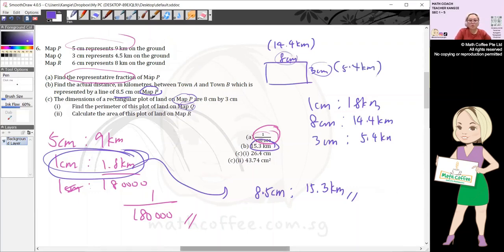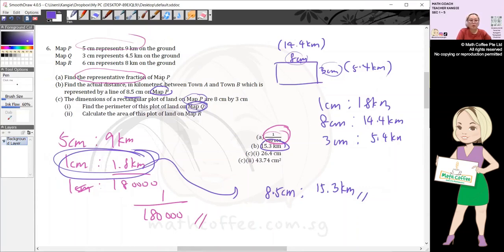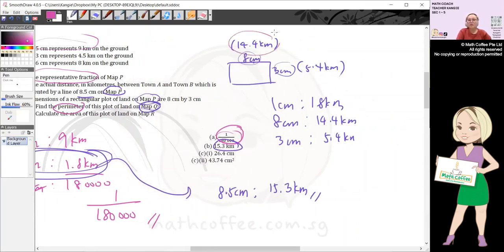So now you go back to here. You want to use map Q. They want perimeter. Okay, so let's find the perimeter. So you take 14.4 times 2 plus 5.4 times 2, and I get 39.6 km. So this is the actual perimeter.